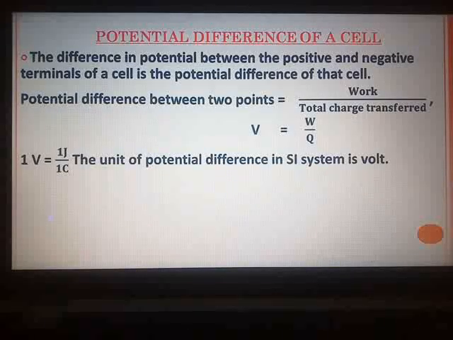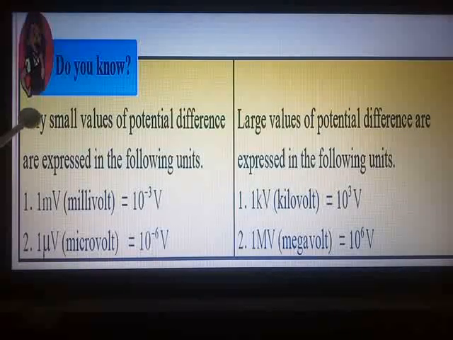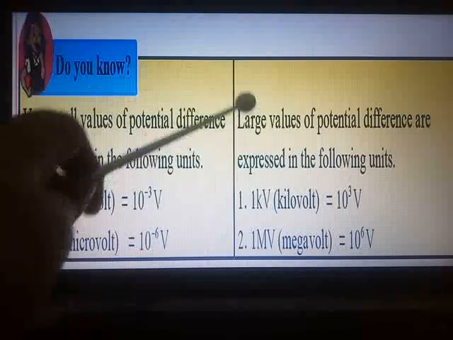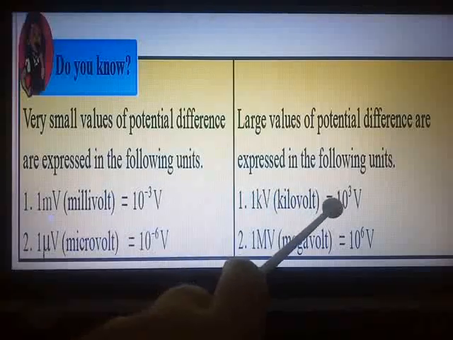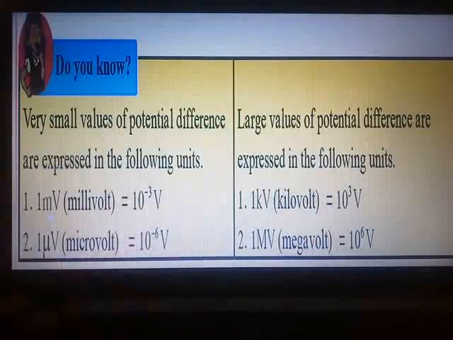Now some small conversions I am going to display over here. Very small values of potential difference are expressed in millivolt and microvolt, milli, micro, small values, and large values in kilovolt and megavolt. These conversions you should remember, as they can be asked under match the columns or true and false. So 1 millivolt is equal to 10 raised to minus 3 volt. 1 microvolt is equal to 10 raised to minus 6 volt. 1 kilovolt is equal to 10 raised to 3 volts, and 1 megavolt is equal to 10 raised to 6 volts. So these are the conversions which you have to remember.